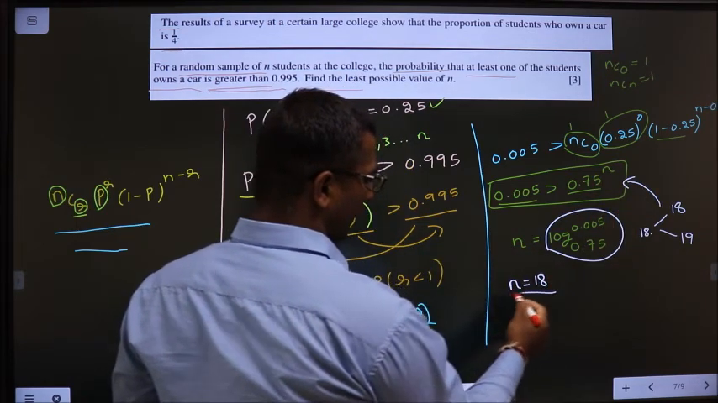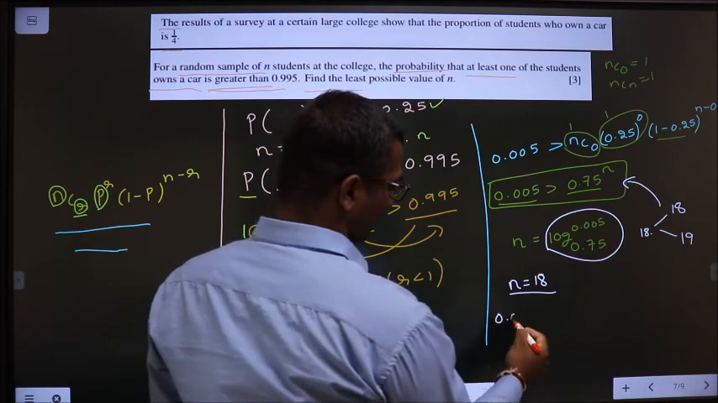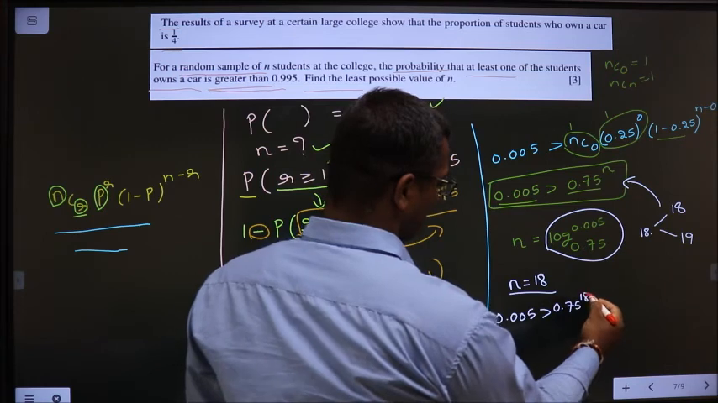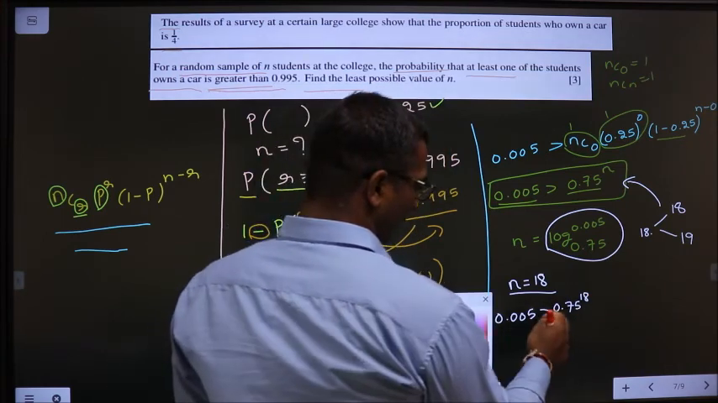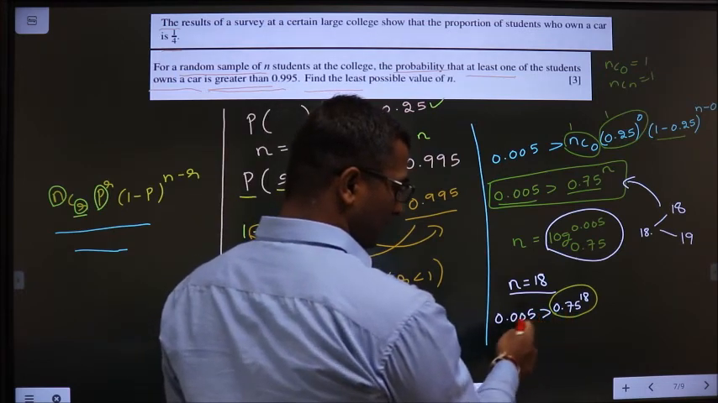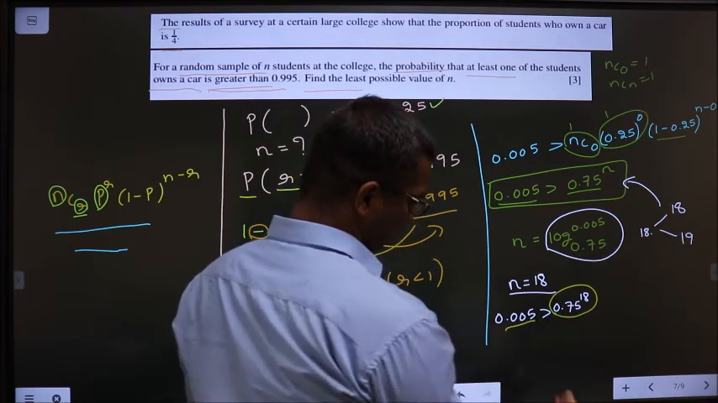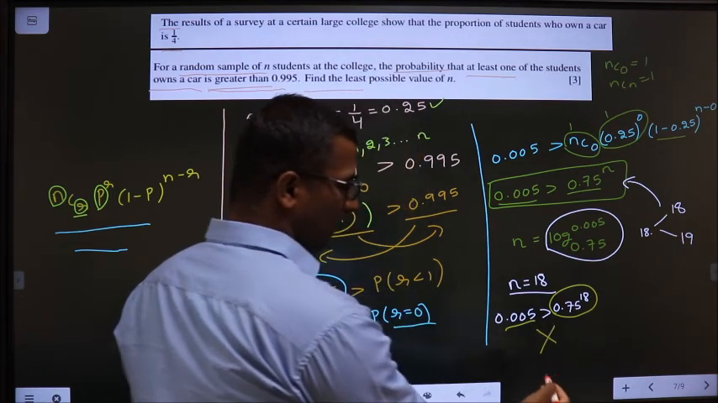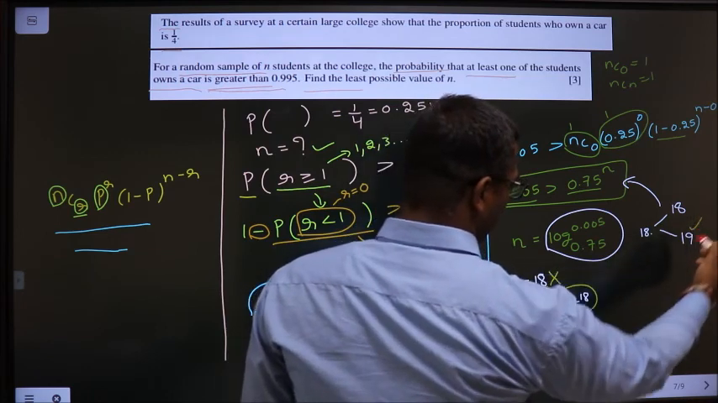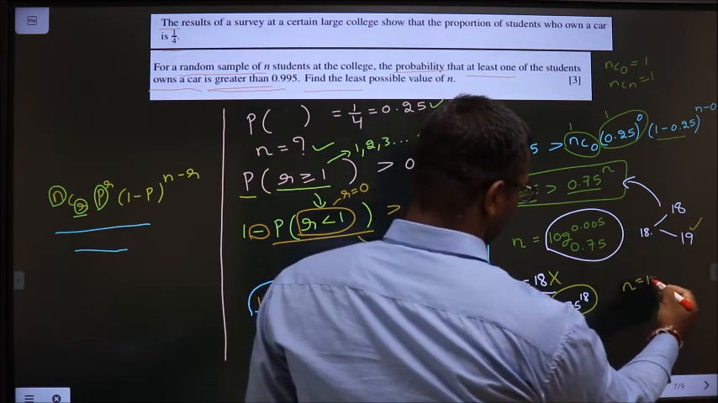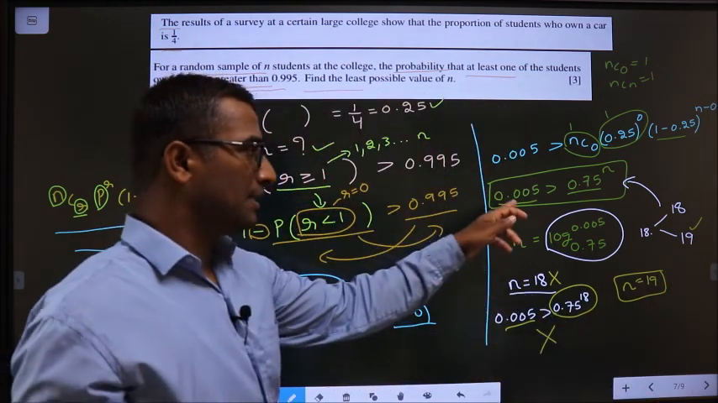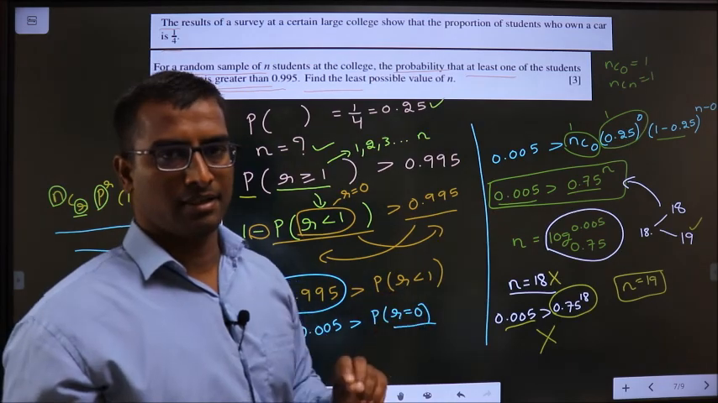So when I replace n equal to 18, 0.005 greater than 0.75 power 18. Now put this in the calculator and check whether this value is less than this or not. It's not satisfying the inequality, so n equal to 18 is rejected. So automatically n equal to 19 is accepted, so the value for n is 19. If you wish to confirm, place it in this inequality and you can check.